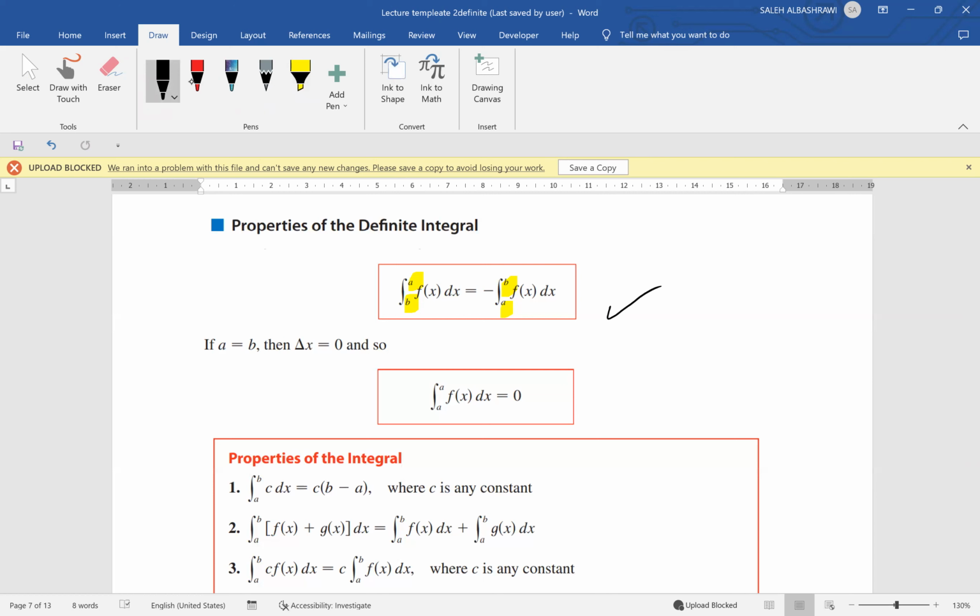Now if a equals b, then the integration from a to a is equal to 0, because delta x in this case will be 0. We know that delta x is equal to b minus a, but if a equals b, then a minus a is equal to 0. So delta x equals 0, which means the definite integral itself will be equal to 0.